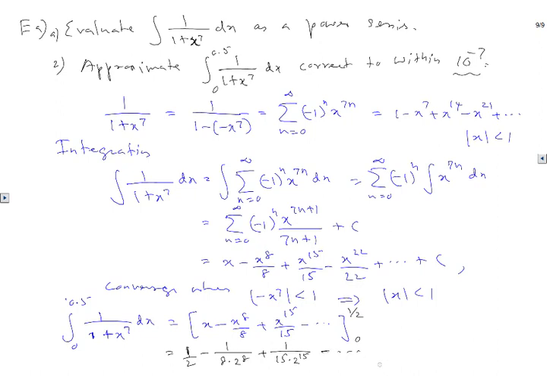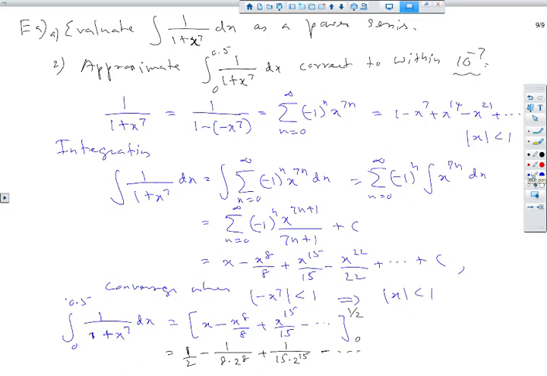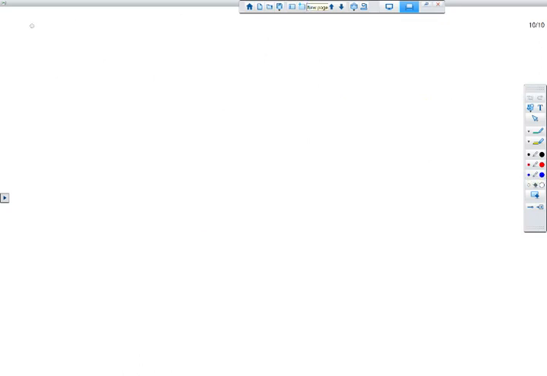Good. So how to answer the last part? It says approximate correct to within 10 to the negative 7. You know that this is an alternating series, and then we know that when you approximate an alternating series, the error is less than the first missing term.